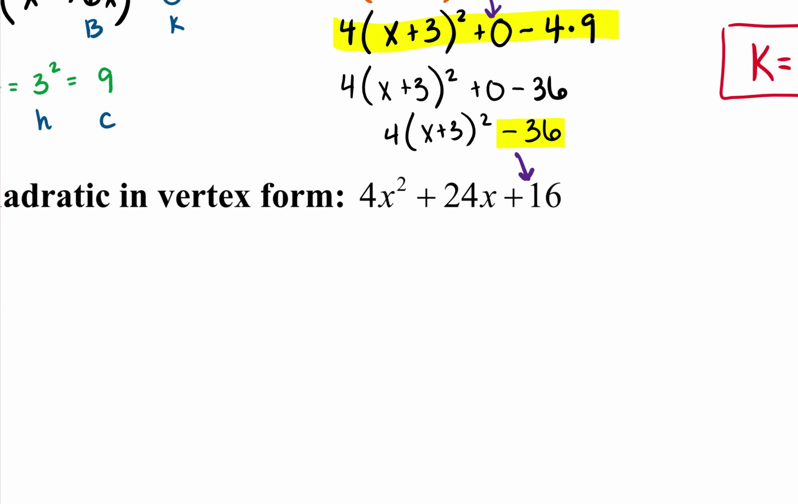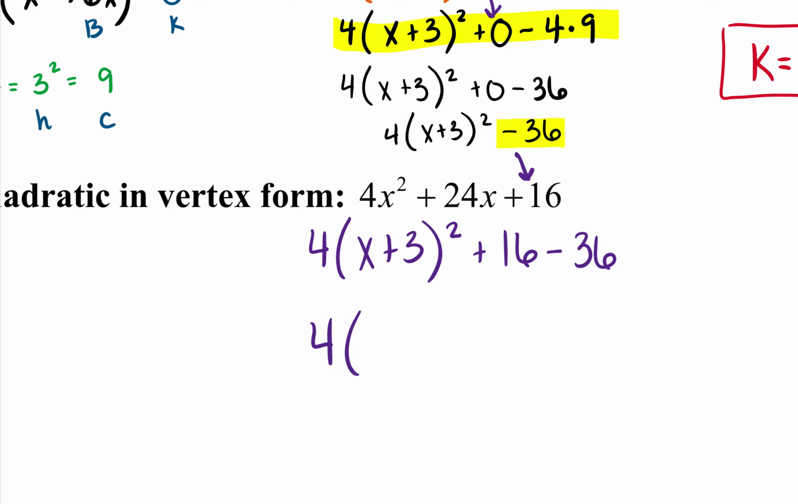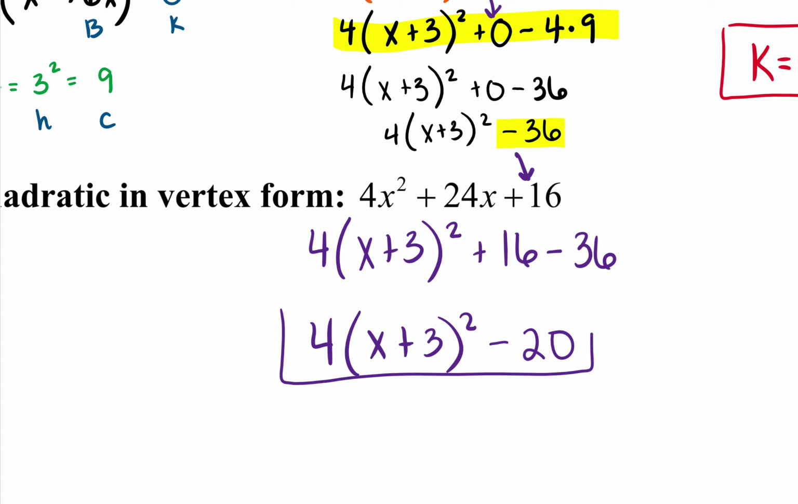Okay, so I'm going to write 4 times (x plus 3) squared plus 16 minus 4 times 9, which again is 36. So now I have most of the work done. I just have to do 16 minus 36. So I get 4 times (x plus 3) squared, and then minus 20. That's it. And I'm done with that one.